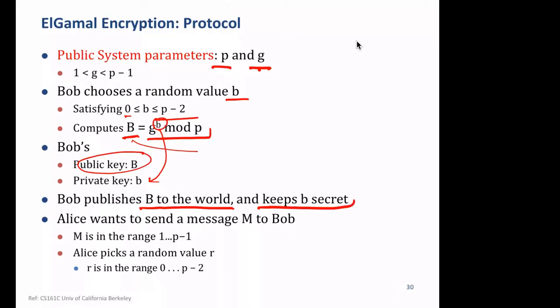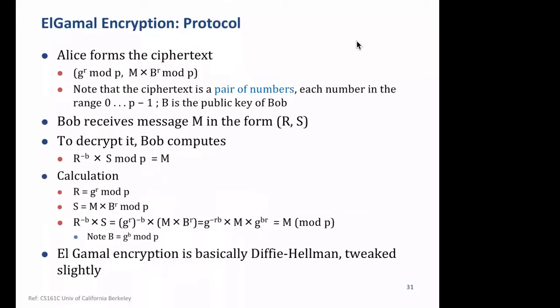Now Alice has this B and wants to send a message to Bob, where the message is M. Now note that the message has to be a number, so it has to be in the range 1 to P minus 1. And note that P is a very large number. So Alice picks a random number R, where R is in the range 0 to P minus 2. What will she do now? Alice forms a ciphertext as follows. This ciphertext has two numbers. The first number is G raised to the power R mod P.